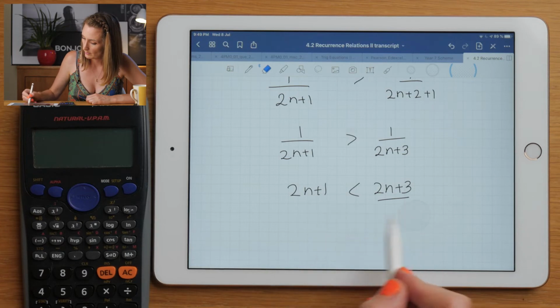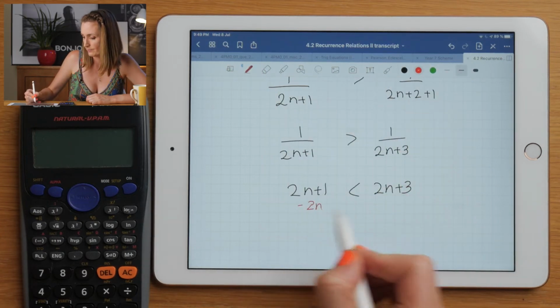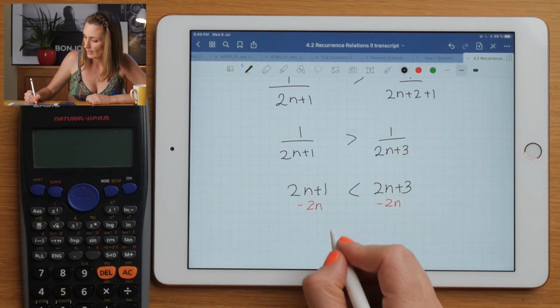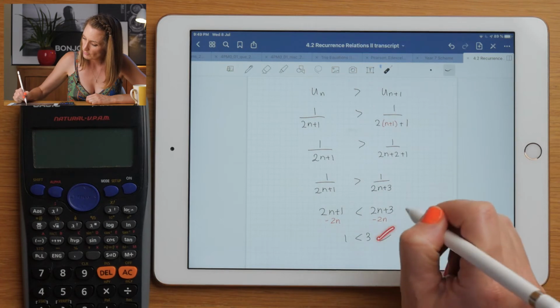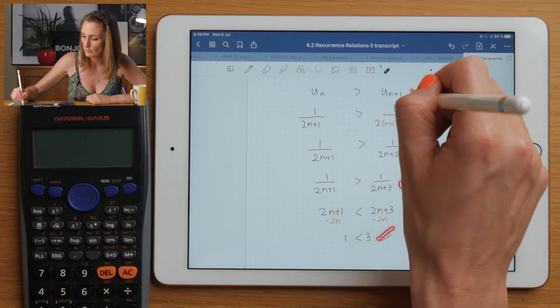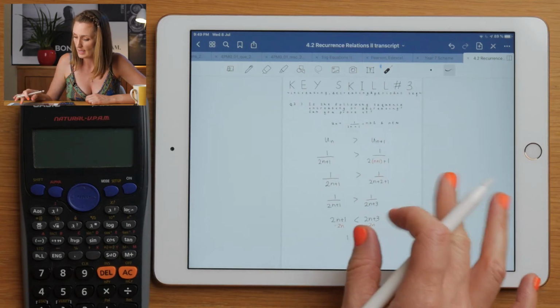Now, you can subtract 2m from both sides. And you're left with 1 is less than 3, which is true. So if this is true, this must be true, this must be true, this must be true. You can trace it all the way back, obviously as long as you haven't made a mistake.